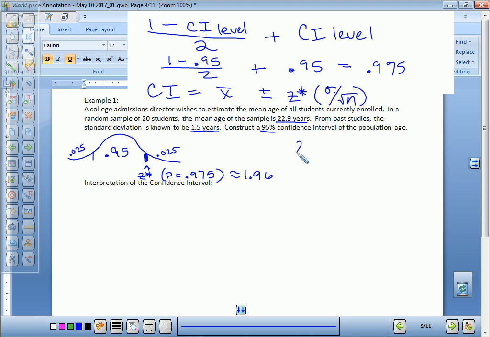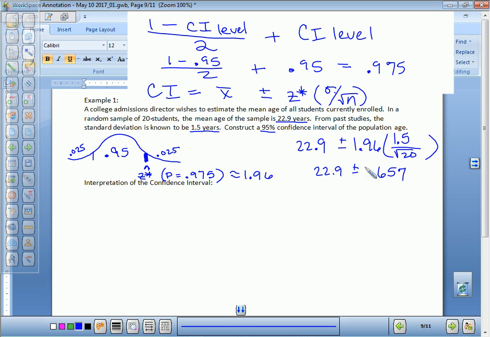There's the mean of the sample, 22.9, plus or minus z star, which we just determined was 1.96. The standard deviation is known to be 1.5, and we've got n = 20 here. So this is 22.9 plus or minus, if I type into my calculator, 1.96 times 1.5 divided by the square root of 20. It gives me approximately 0.657.